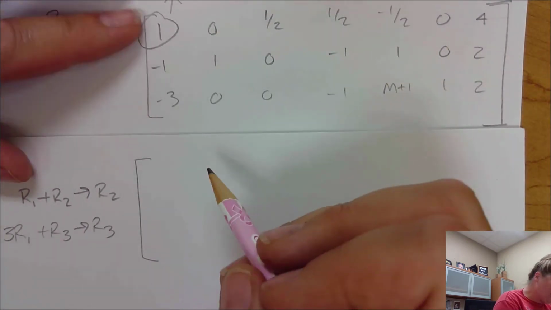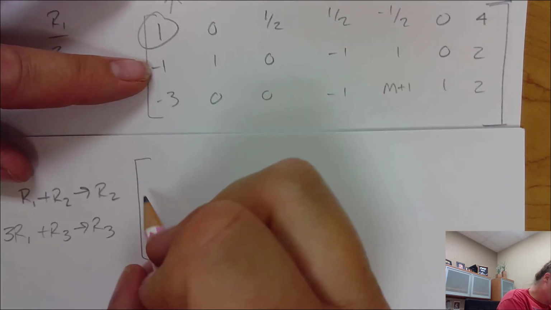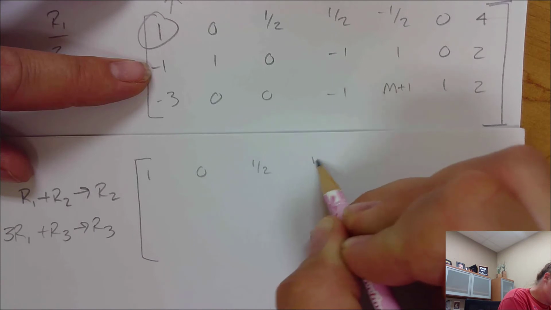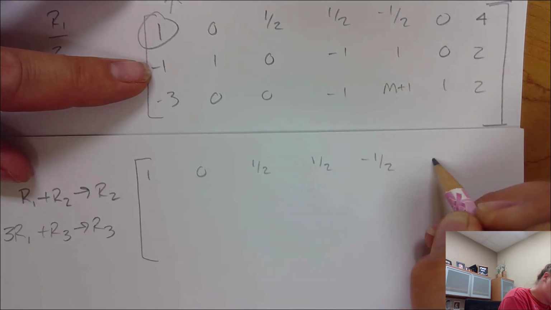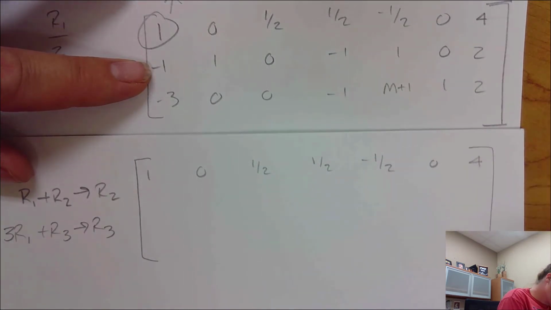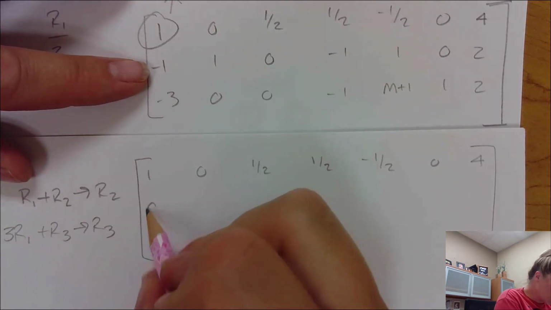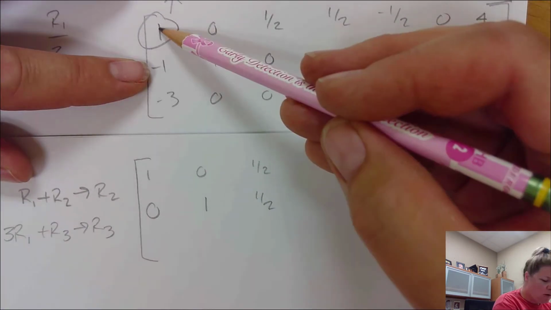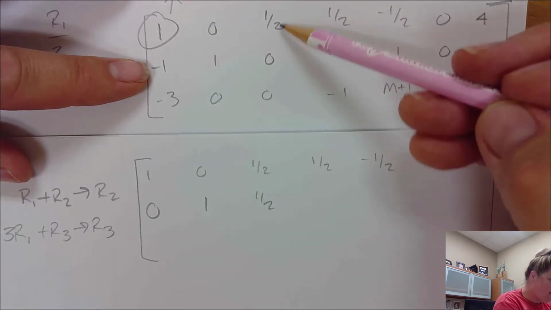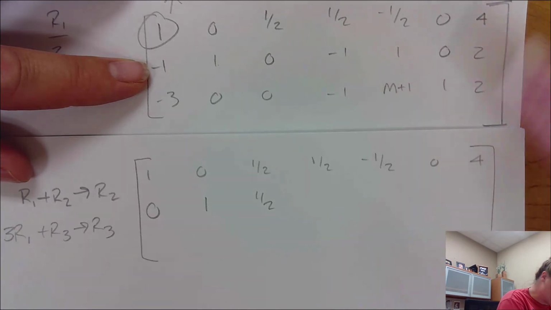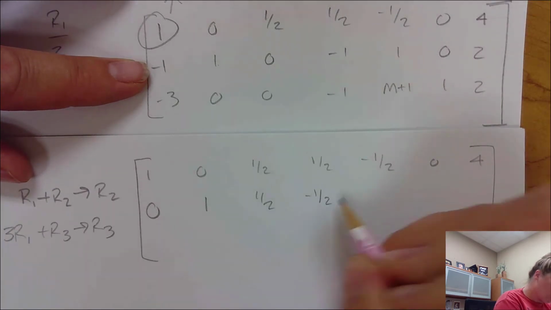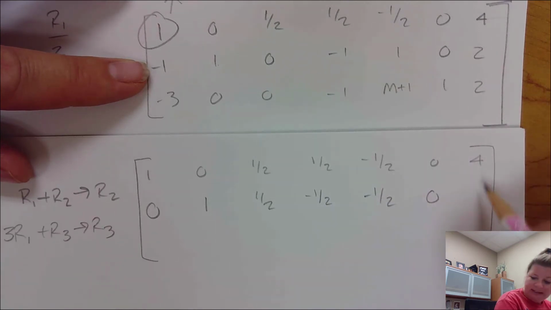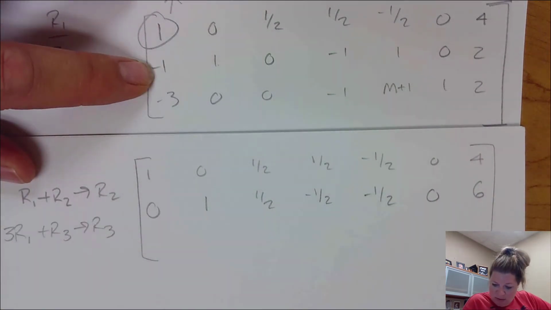So just adding these 2 rows, and that's going to replace on row 2. So row 1 is going to stay the same. And then this one becomes 0, 1, 1/2. I'm just adding them. 0, 1, 1/2. -1 and 1/2 make -1/2. 1 and another -1/2. 0, 4, 5, 6. Okay?